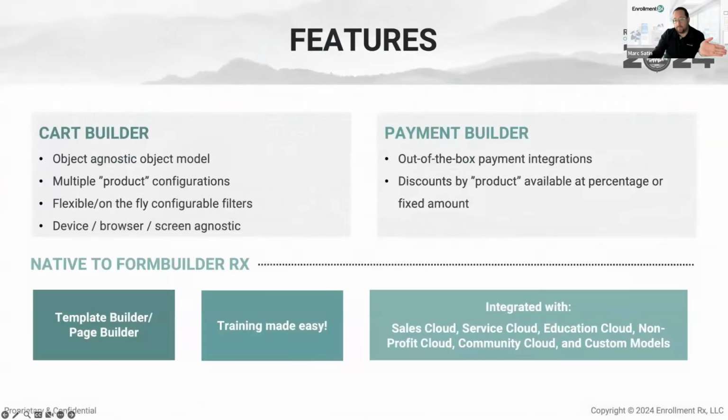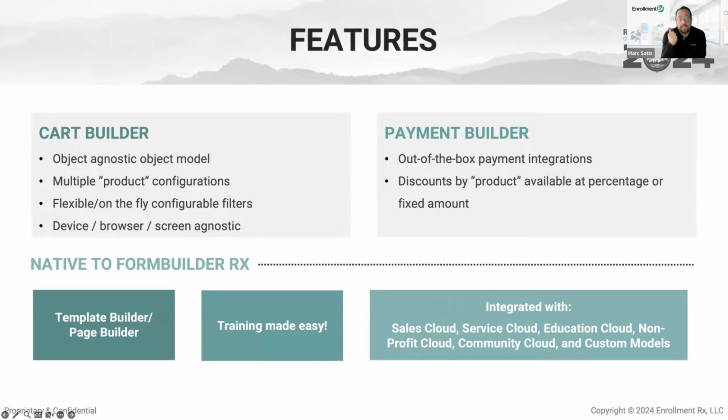Now, when we talk about Form Builder and as a natural evolution to offer Cart Builder and Payment Builder, let's kind of break up some of the features of Cart Builder and Payment Builder. So first things first, related to Cart Builder. This is an object agnostic model. You've heard us talk about that before. What does that mean? So that just means that you're not beholden to a specific type of object that Enrollment Rx is offering, right? You're not beholden to it.